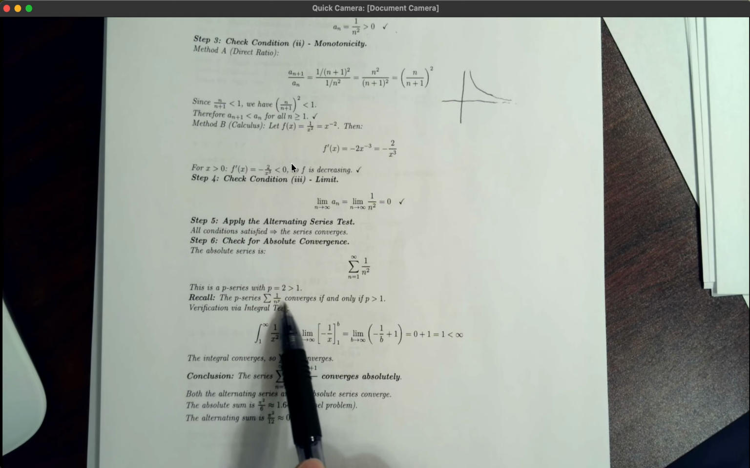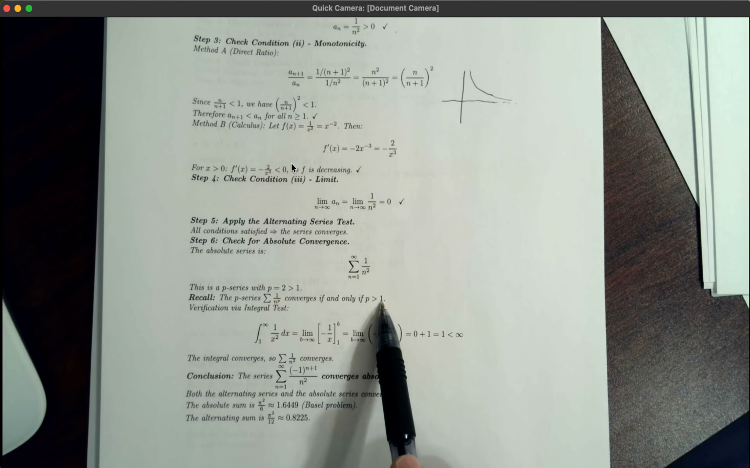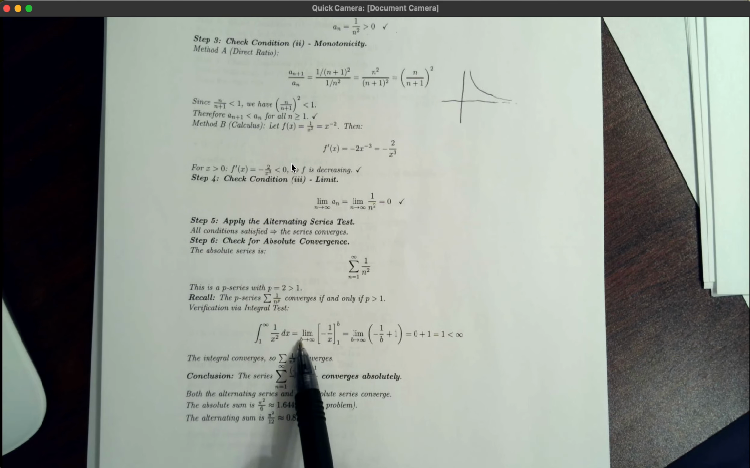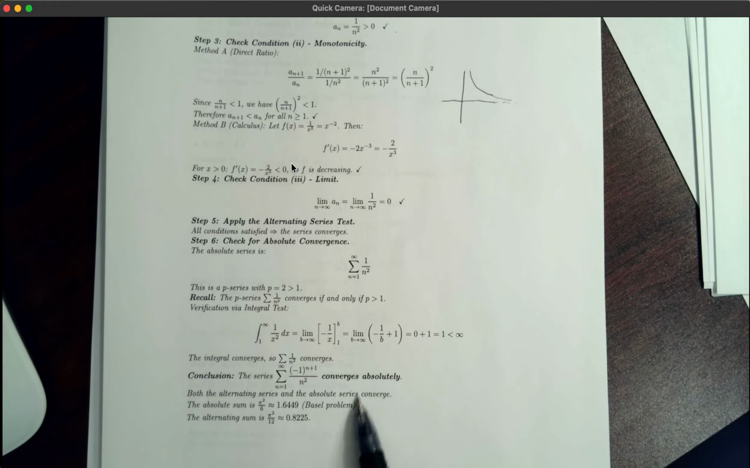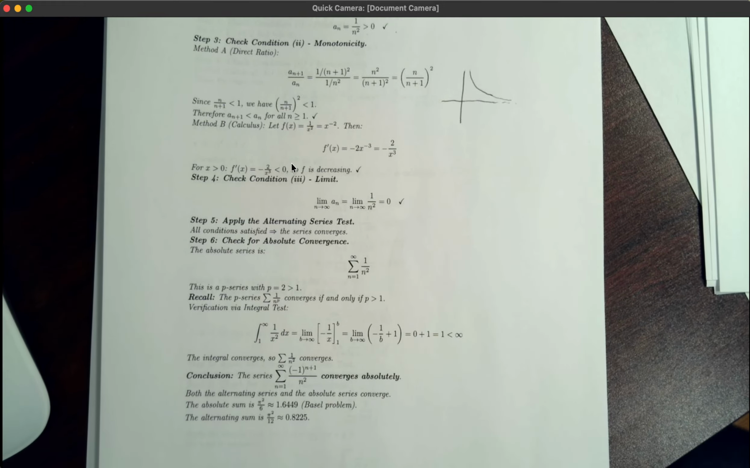We already know the p equals 2 series converges, p greater than 1. If you really love the integral test, you could do it again, do the improper integral, and there you go. You see it actually converges by the integral test. So the conclusion here is that this series converges absolutely.